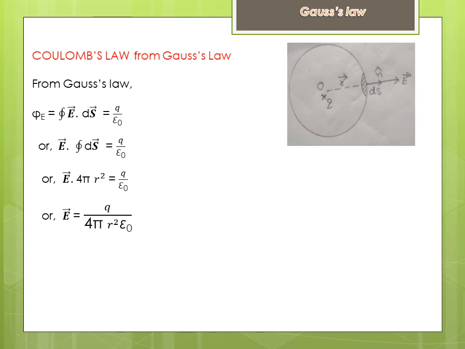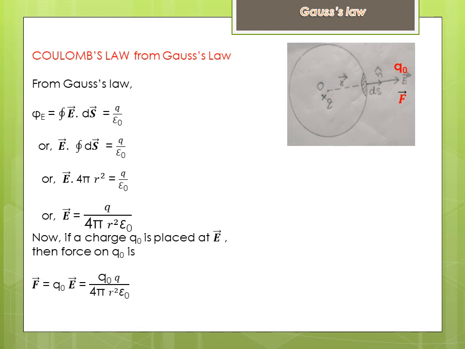And now we want to know what is the force if a charge Q naught is brought at that point. We know if a charge is brought in an electric field, it will experience a force given by the equation force equals charge times the electric field present at that point. So here it will be Q naught Q by 4 pi r square epsilon naught. And if we recap, it is Coulomb's law between the two charges Q naught and Q.